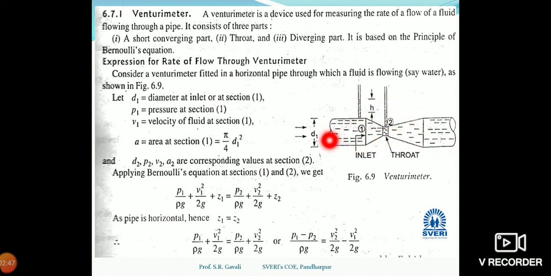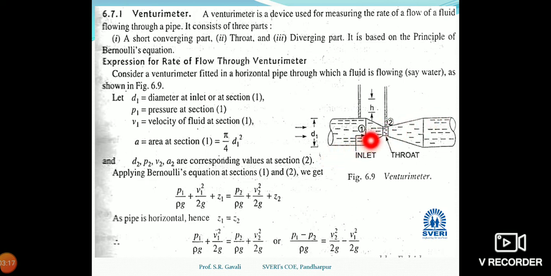D1 is the diameter of the Venturi meter at inlet. H is the pressure head difference between the two sections, the inlet section and the throat section. The throat is also called the constant area section, where the area is constant. But in the convergent section the area goes on decreasing towards the throat, and in the divergent section the area goes on increasing.